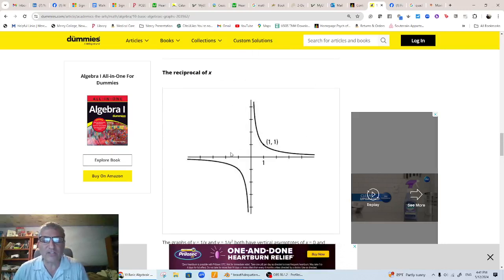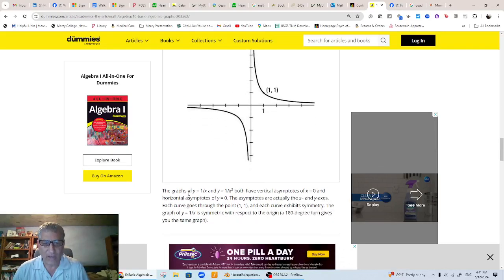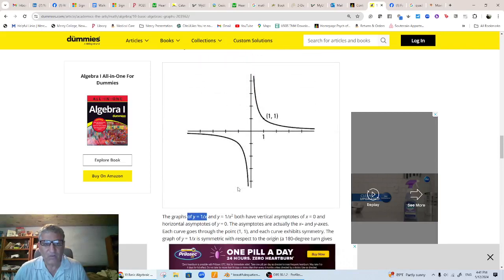The reciprocal of X. That's going to be amazing. That should be super fun. Y equals 1 over X and Y equals 1 over X squared both have vertical asymptotes of X equals 0 and horizontal asymptotes of Y equals 0. Symmetrical gives you the same graph. Well, we'll see what it does, right? We'll see what it does.